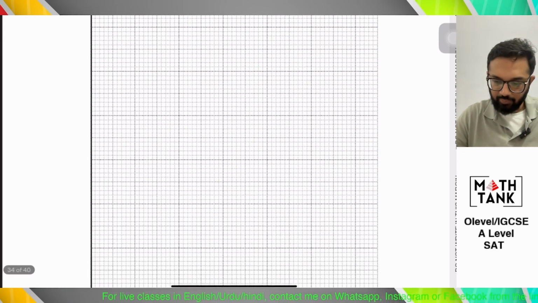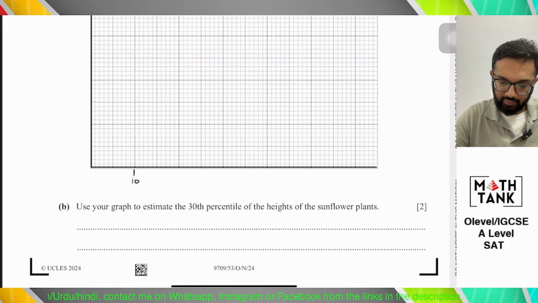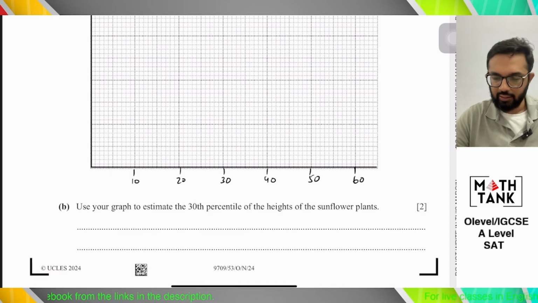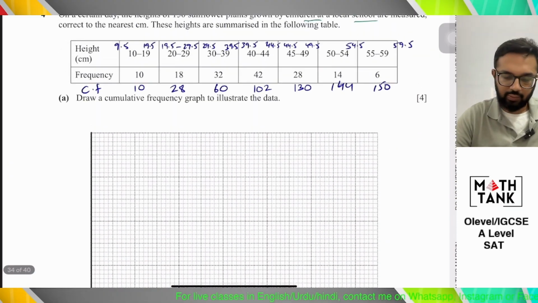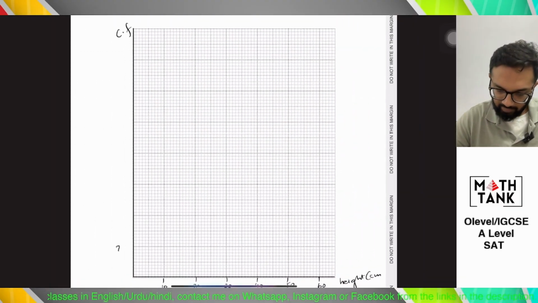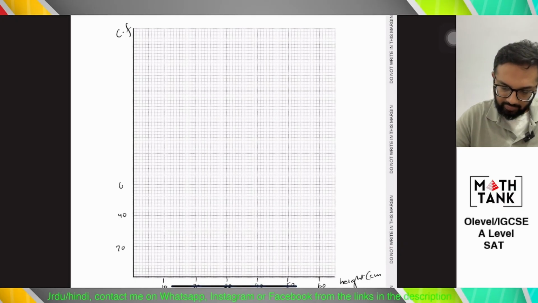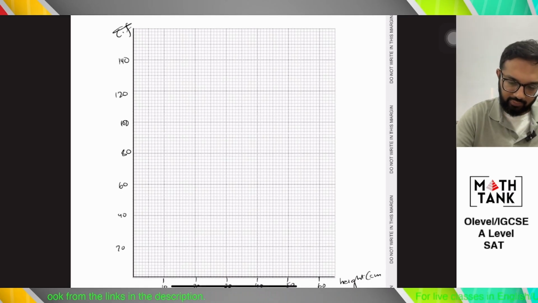I need from 10 to 60. So 10 to 60, that is height. And this is cumulative frequency. It's to go 20, 60, 120, 140, 160.